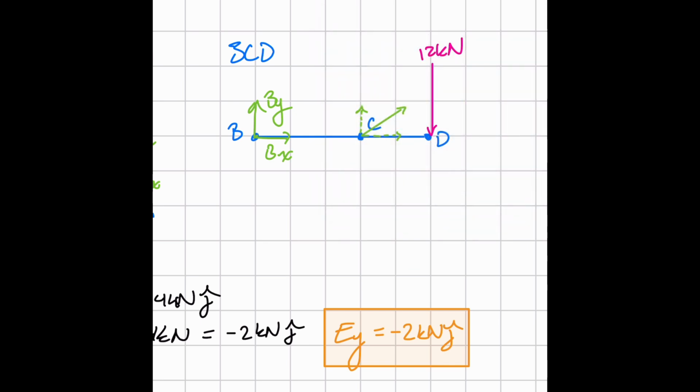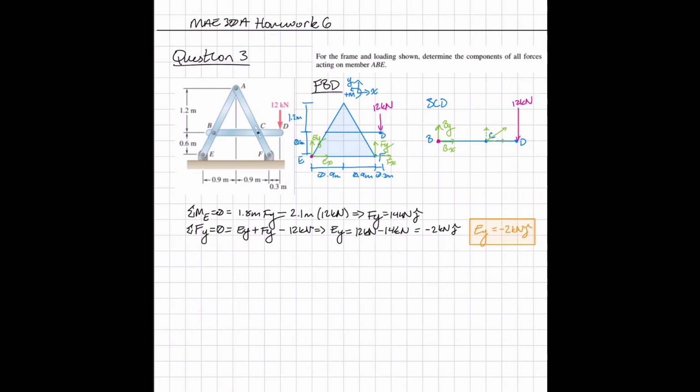So from here, what we can do is take moment about B, and that'll allow us to isolate our Cy component, because our Cx component is going to go through the point and cancel out. And then all we have to worry about is our 12 kilonewtons and a Cy. So let's see, B, C, D member. So moment about B is equal to 0. And we have all these distances, actually not quite. We need to use some geometry to find the distances.